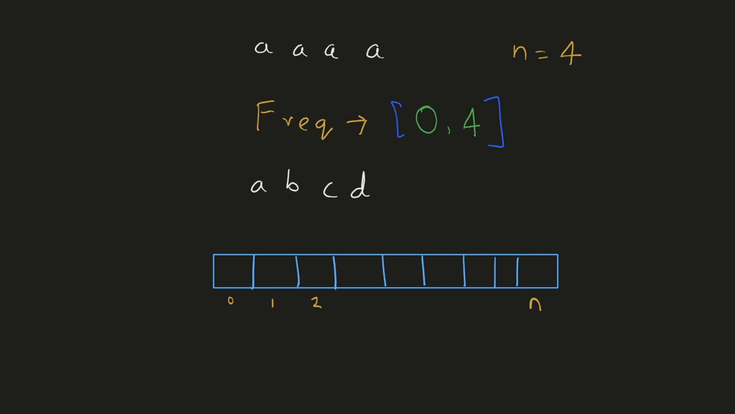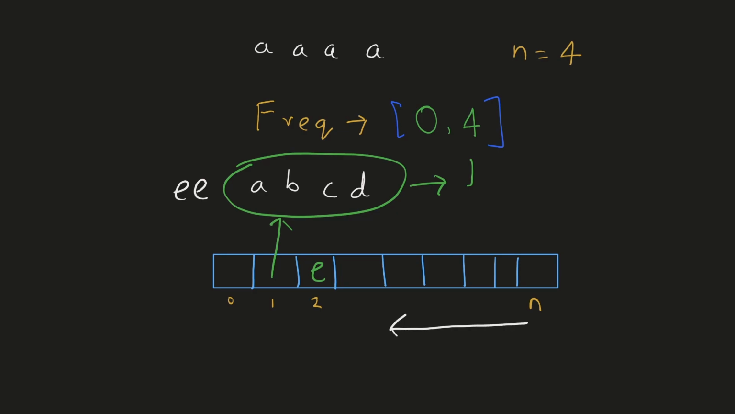For example, in this case, all these characters have the frequency 1, so corresponding to index 1, we can store all these characters. If we changed our string and added 2 E characters, then we'll store E at index 2 because its frequency is 2. And finally, to generate our output, we'll start from the highest frequency, which is n, and go down till 0, and for each frequency we'll write all those characters that many times. The time complexity of this would be O of n because we have to generate the frequency of each character, and the space complexity would be O of n because we are using an array of size n plus 1.